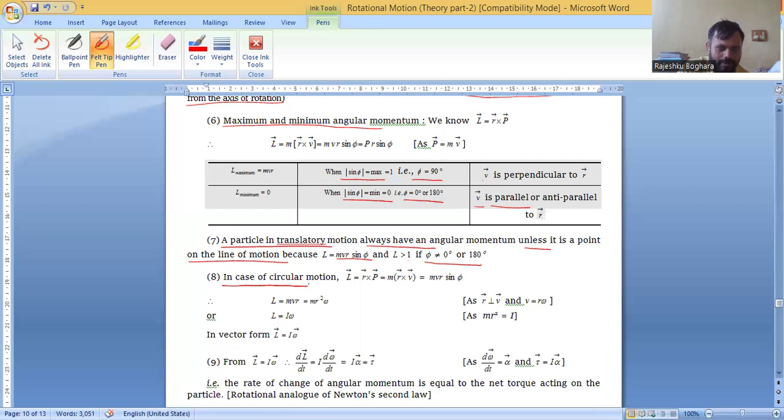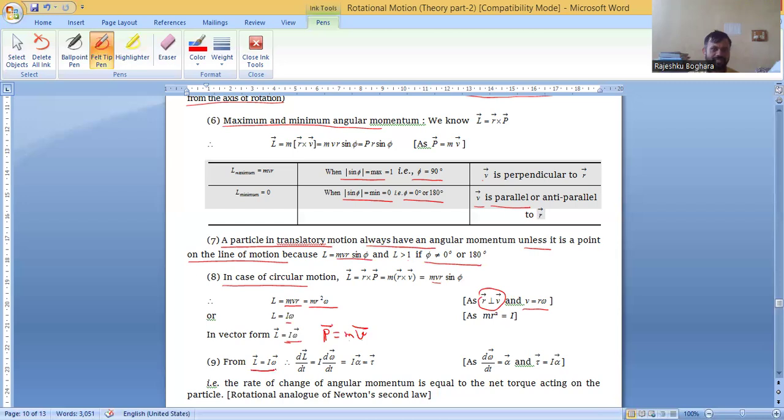In case of circular motion, L equals R cross P, mvr sin phi. In circular motion, R is perpendicular to V and V equals R omega. We take sin 90, mvr, V equals R omega, so mr square omega. Here we take I, the moment of inertia, so L equals I omega. In linear motion, P equals M into V. Here M is replaced by I, and V by omega.